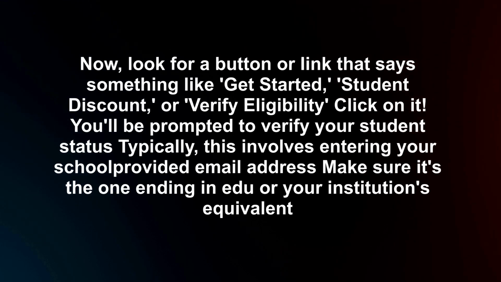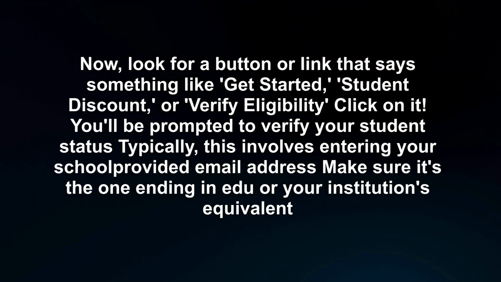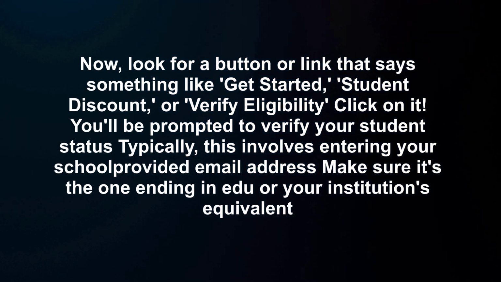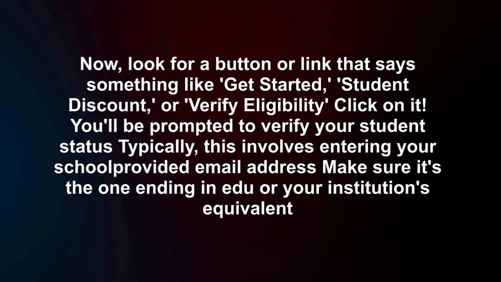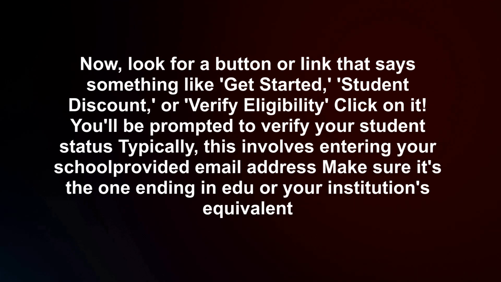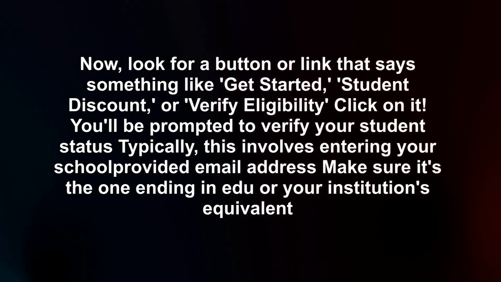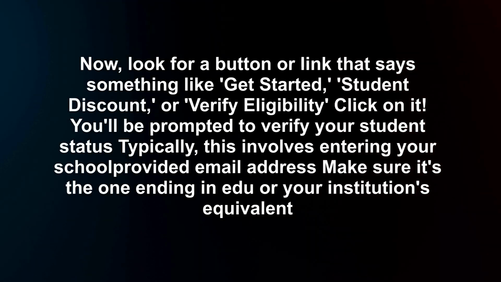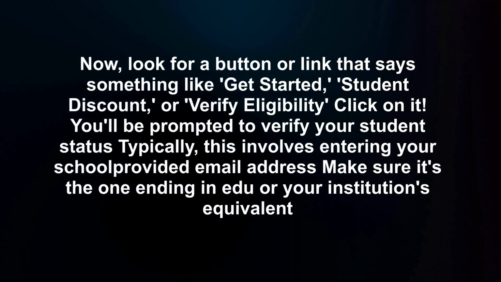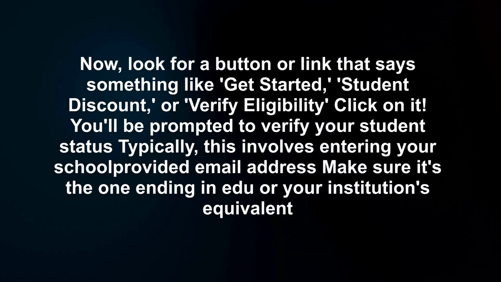Now, look for a button or link that says something like Get Started, Student Discount, or Verify Eligibility. Click on it. You'll be prompted to verify your student status, typically. This involves entering your school-provided email address. Make sure it's the one ending in .edu or your institution's equivalent.